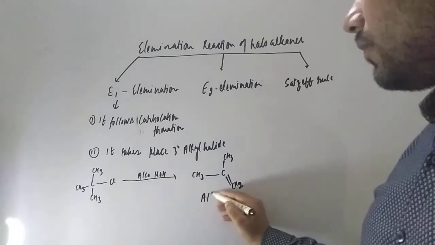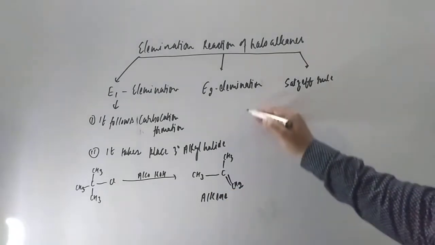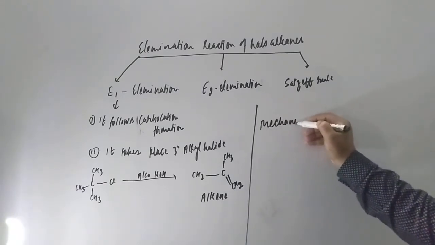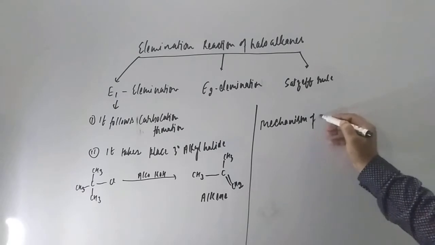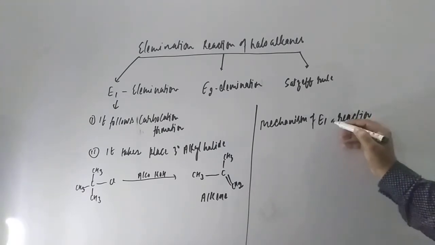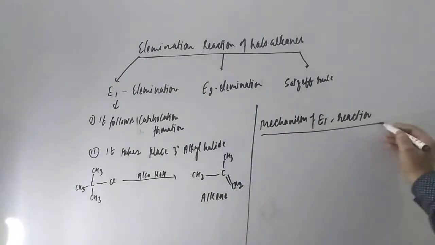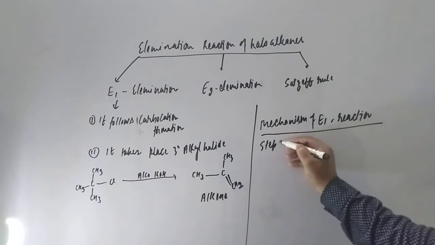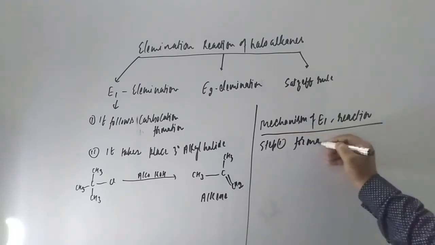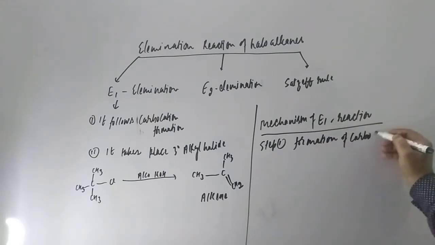This is an alkene. Now student, we have to understand how the reaction takes place. So let us try to understand the mechanism of the E1 reaction. It involves two steps. In step number 1, the formation of carbocation takes place.